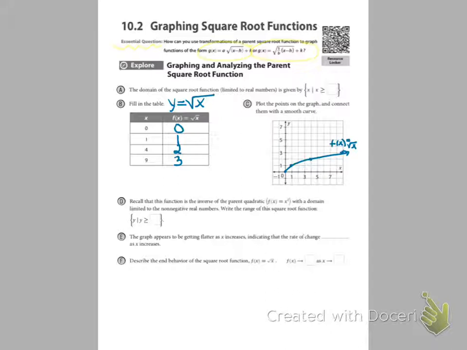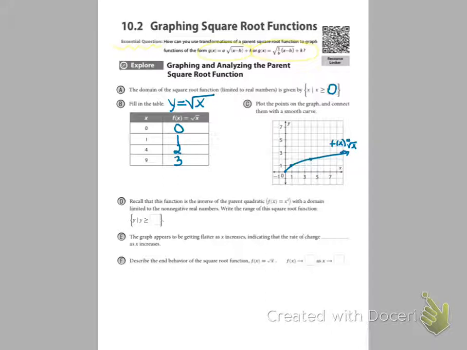So we've talked a little bit about the domain and what's possible for the domain. And so we know that the domain values have to be values that won't make the radicand negative. So for the parent function, that means it has to be x greater than or equal to 0. So anything 0 and above is fine to substitute in.